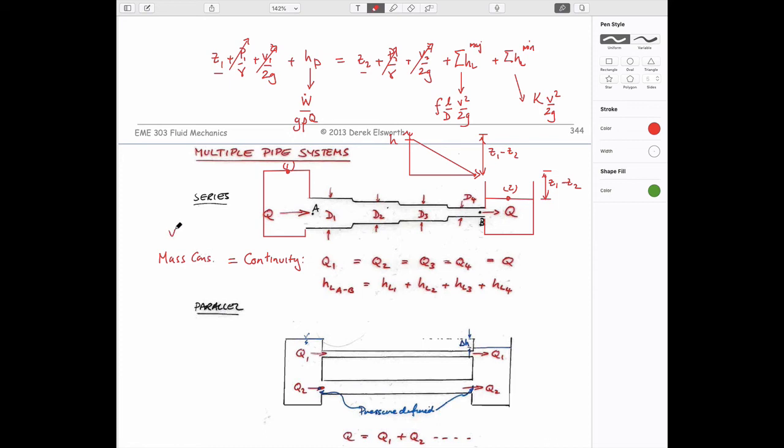In other words, V1 A1 equals V2 A2, etc. in all of these sections. And so all that's going to change is the head losses. The cumulative head loss, which we've done A to B before, is going to be the sum of all the individual ones. And so you could imagine that in the most open pipe, by definition, the velocity is going to be smaller in this pipe than in this one, and in this one, etc.